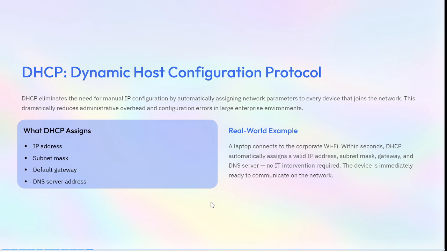A laptop connects to the corporate Wi-Fi within seconds. DHCP automatically assigns a valid IP address, subnet mask, gateway and DNS server. No IT intervention required. So here we need not go manually and assign the IP address. The DHCP will take care of assigning the IP address to the device. Once the device is immediately ready to communicate on the network, meaning once you plug in the network cable or configure Wi-Fi, it will get the IP address from that DHCP server.